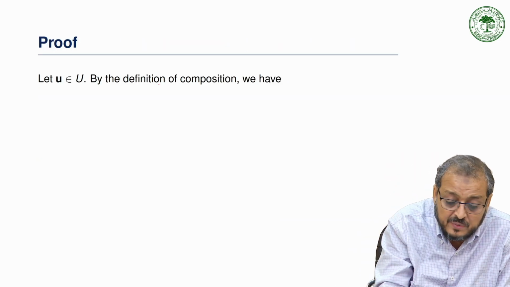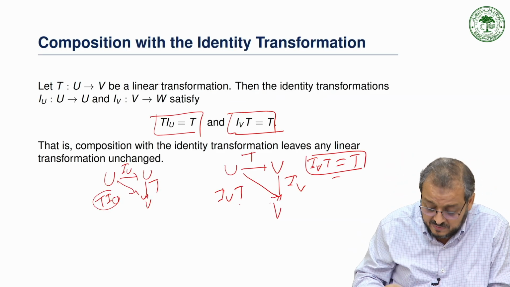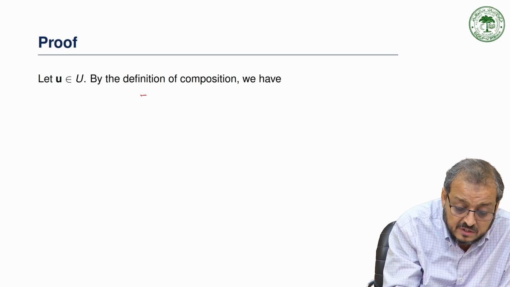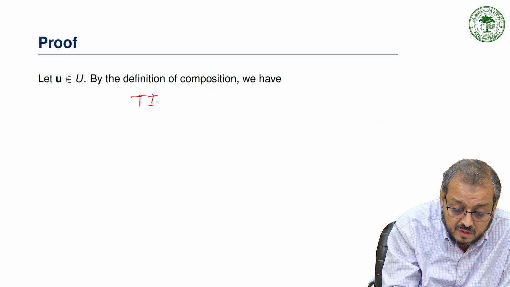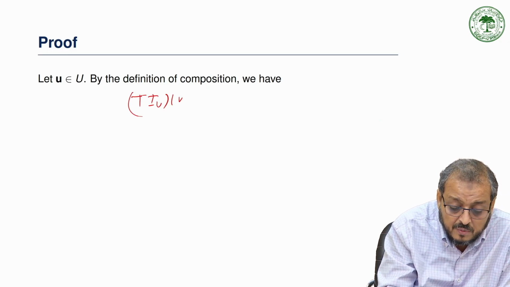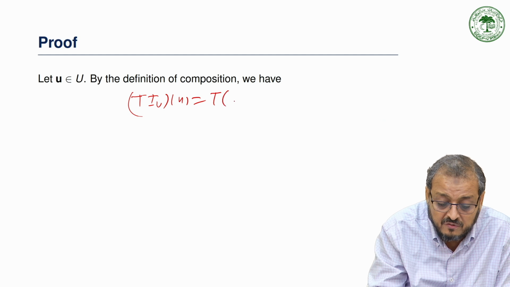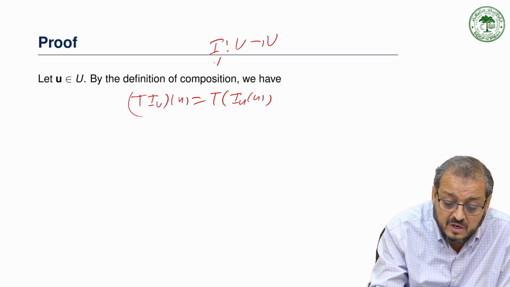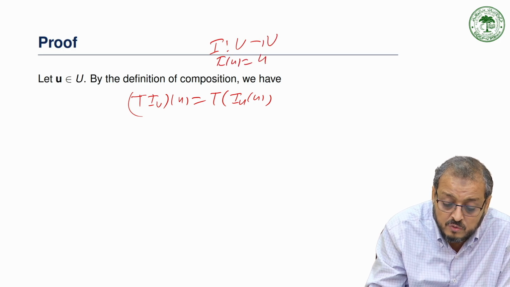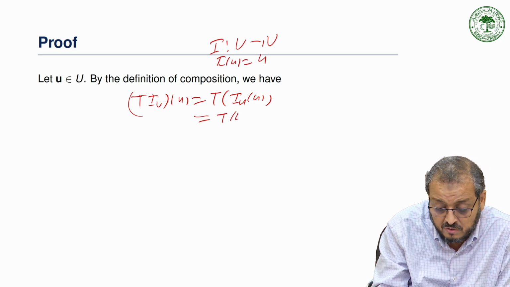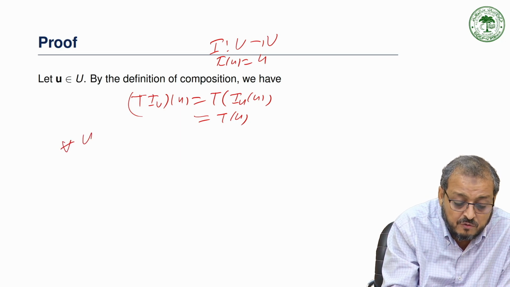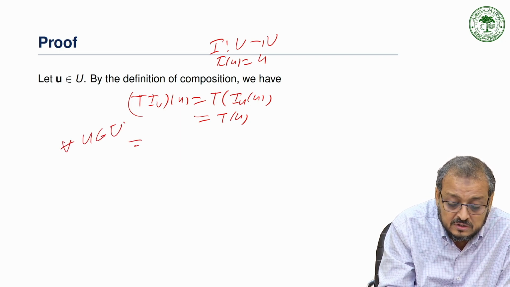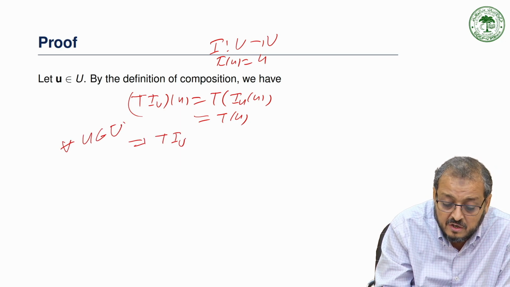Let u be any arbitrary element, then compute T of I of u. So we just say that T of I of u, this can be T of the identity of U applied to u. Now you know that identity from U to U means I of u is equal to u. This is nothing but equal to T of u, and this result is true for all u belonging to U. This implies that T composed with identity of U is equal to T.